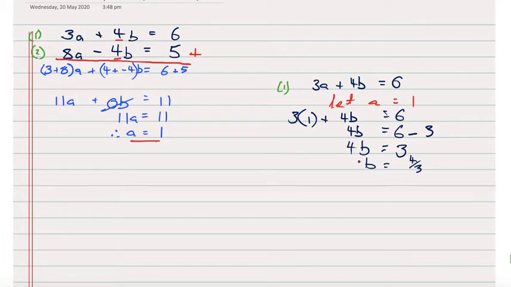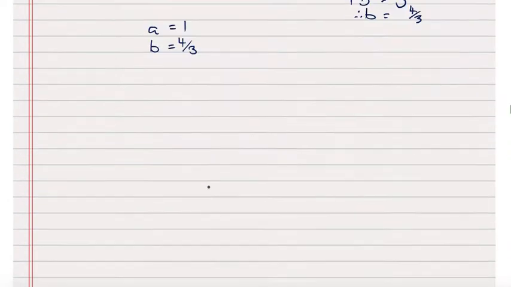So what we find is that for this system here, we've got a equals 1, and when a equals 1, b equals 3 over 4. Now moving on to the next question.